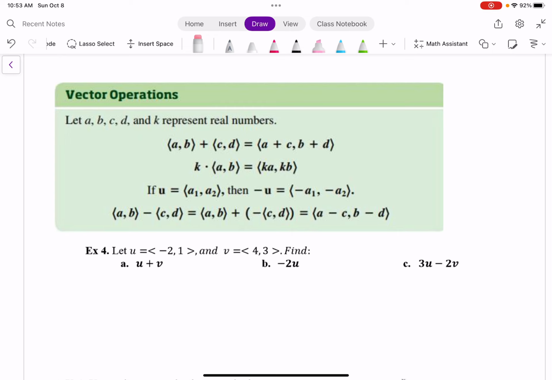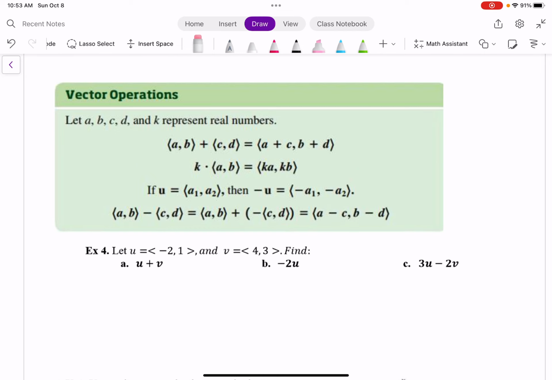Next one is subtraction. Actually, subtraction is very simple. You subtract the horizontal component, you subtract the vertical component. You have a minus c comma b minus d. You can also think of it in the addition way. Subtraction means add the negative. So we can say a plus negative c, comma b plus negative d.